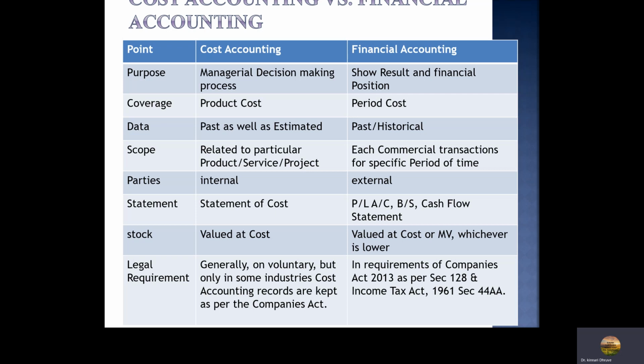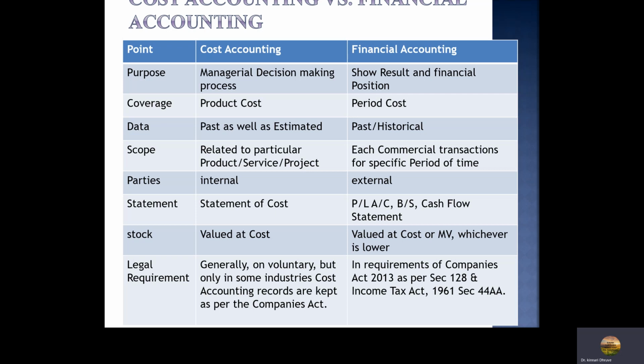From this chapter, you are going to write a 14-mark question. The bifurcation may be 7, 4, 3 or 7 and 7. We don't know. But this is the most asked question in the Gujarat University paper: cost accounting versus financial accounting. Some of the bifurcation points I had outlined are: what is the purpose, what is the coverage, what is the data, what is the scope, what are the parties involved, what are the statements, what is the stock valuation, and what are the legal requirements under these two sets of accounting.